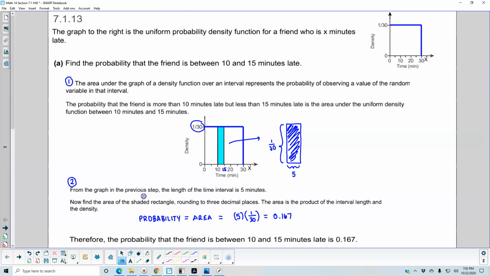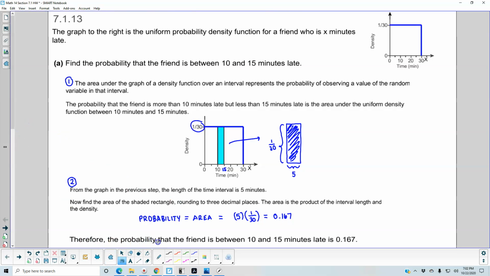From the graph in the previous step, we can see that the length of the time interval is going to be 5 minutes. Now we're going to find the area of the shaded region, and then round it to 3 decimal places. The area is the product of the interval length and the density. So the probability is equal to the area, which is equal to the length times the width. Well, 5 times 1/30 is equal to 0.167.